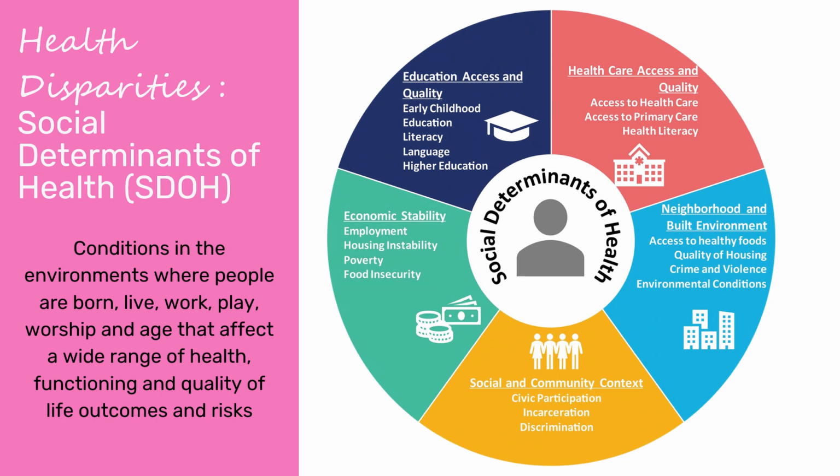Then you have social and community context. This is the relationships and interactions that provide support and shape well-being. Are they experiencing any discrimination? Are there social support networks in place? Do they have a support system? What does the community engagement look like? And then even incarcerated individuals can land underneath this category.